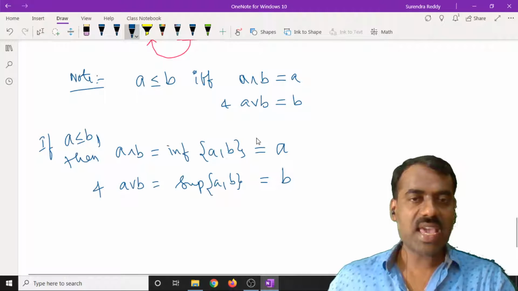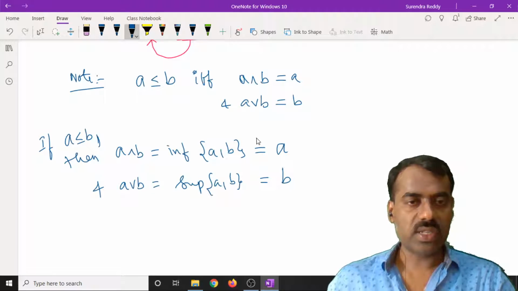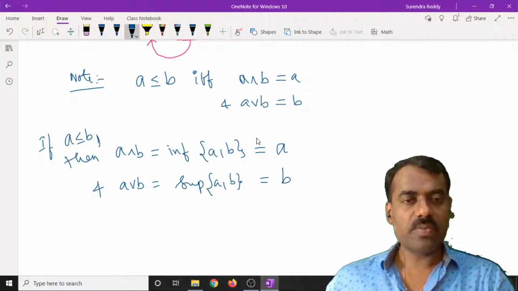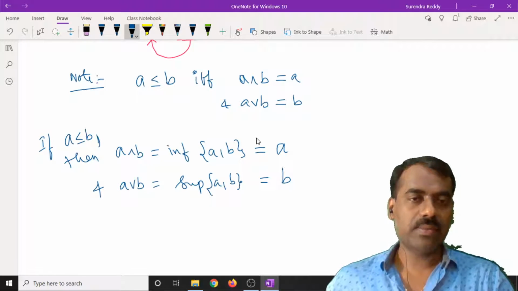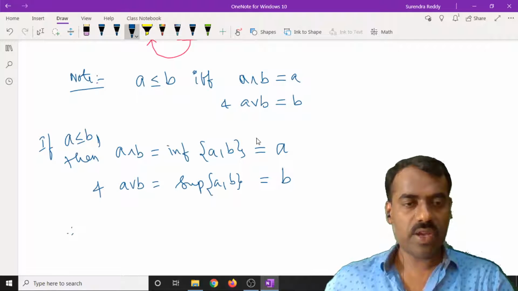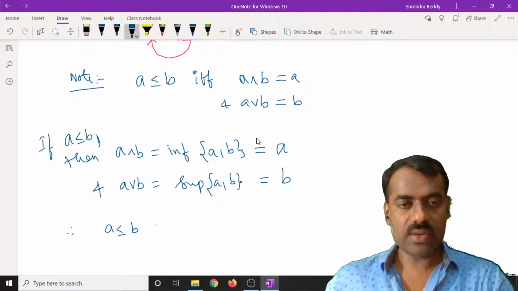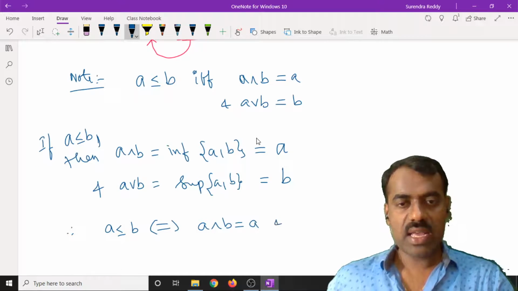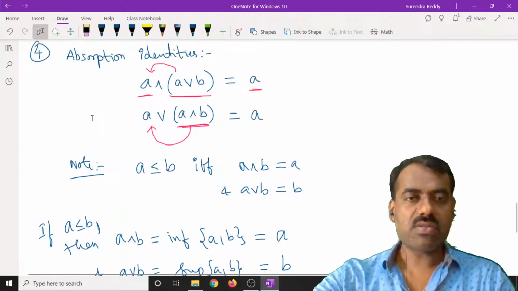The converse also is obvious. If A meet B is A, then A is less than or equal to B, and so on, right? So what you can observe here is whenever A is less than or equal to B, then A meet B is A itself. Therefore, what we have proved is that A is less than or equal to B if and only if A meet B is A and A join B is B. Right? Now, if you use this fact, you can prove this.